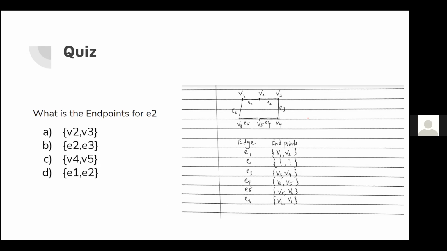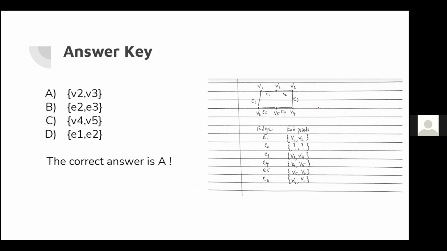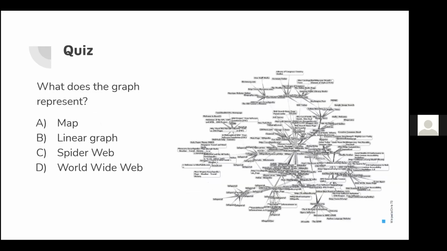All right, so we can go to the answer key. Yes, the correct answer is A. Based on the edge and the endpoints, just find the head and tail of edge 2. The head and tail of edge 2 are V2 and V3, so the correct answer is A. And the next question: what does the graph represent? You can write your answer in the chat.